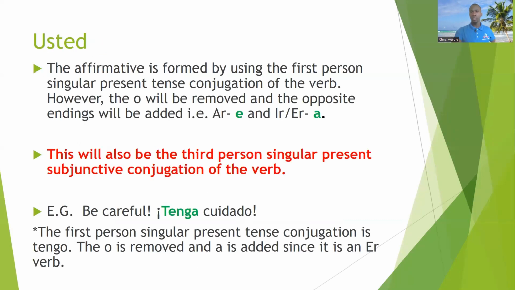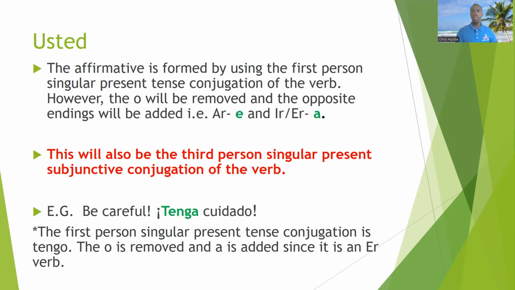Now let's go on to the usted form. So to conjugate the verb according to the usted, you can do it in 2 ways. This is the first. We use the first person singular present tense conjugation of the verb. However, the O will be removed and the opposite endings will be added. So in essence, if it's an AR verb, it would end in E. And if it's an IR or ER verb, it would end in A.